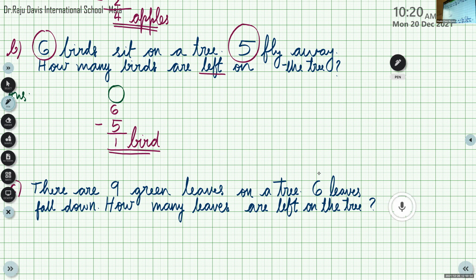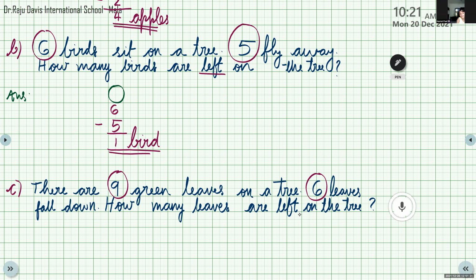So 9 green leaves were there. 6 fall down. Now, what is the question? What we have to find out? Read the question. How many leaves are left on the tree? See how many leaves are left. You can see the word left. It's related to subtraction. There are 9 green leaves on a tree. 6 leaves fall down. How many leaves are left on the tree? So we have to subtract the numbers. Now we can write the answer.